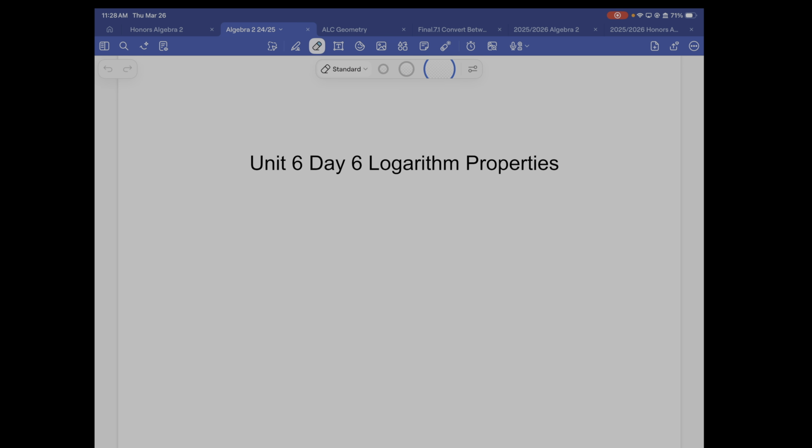Today, we're going to continue this discussion of logarithms. So we're in the second part of Unit 6. We're on day 6. We'll do day 6 today, tomorrow, day 7. Today we're going to talk about logarithm properties, and one of the things we're going to do today is, we did a lot of mental math before.